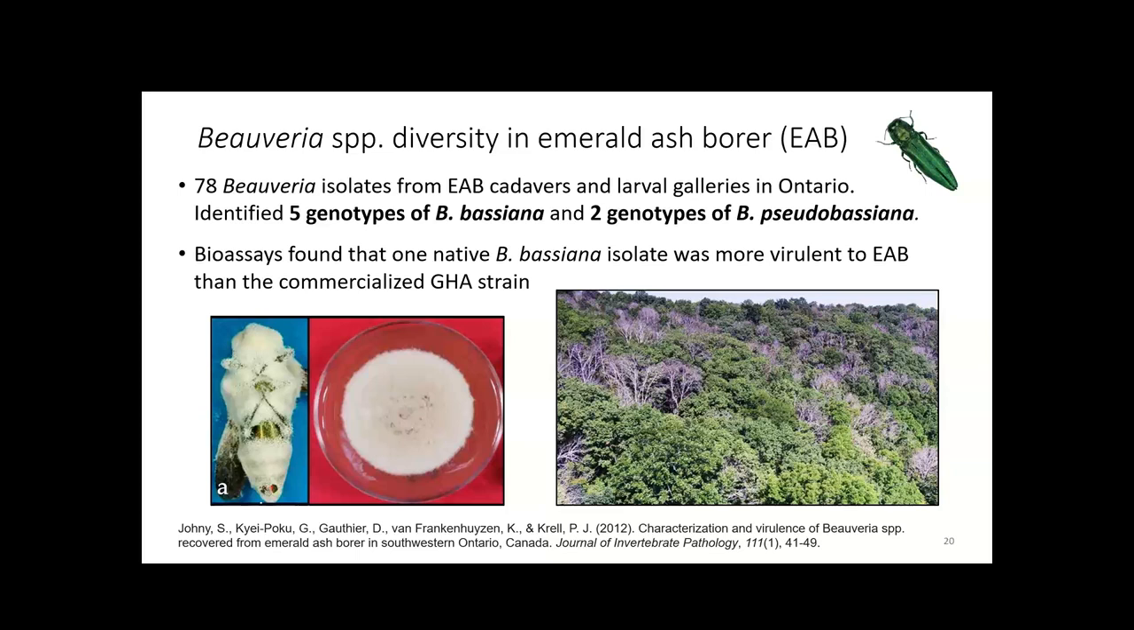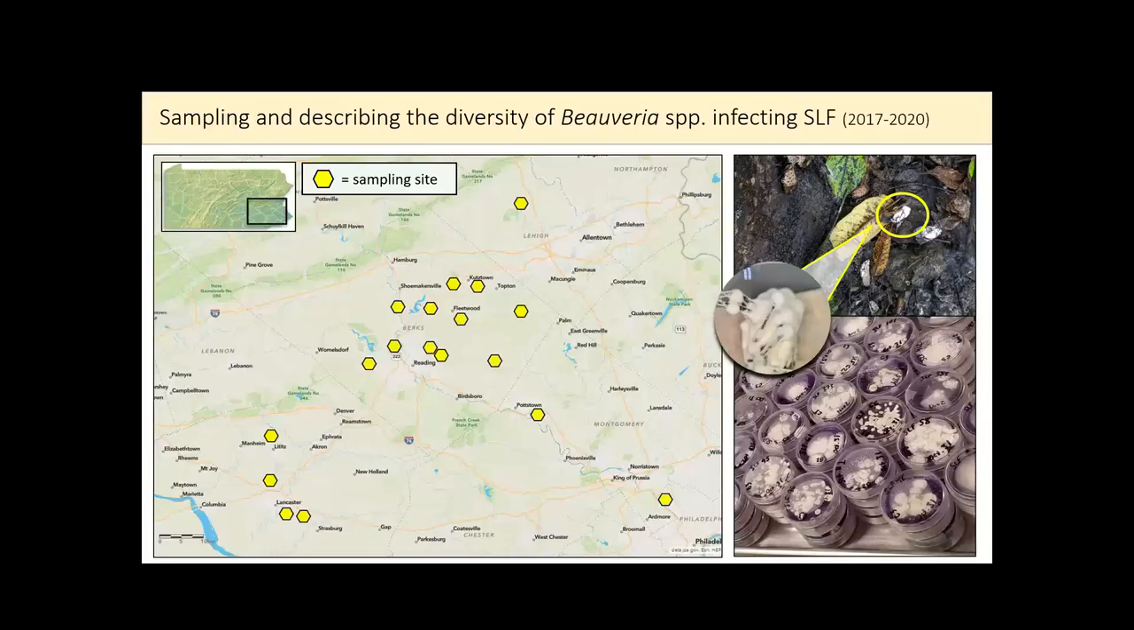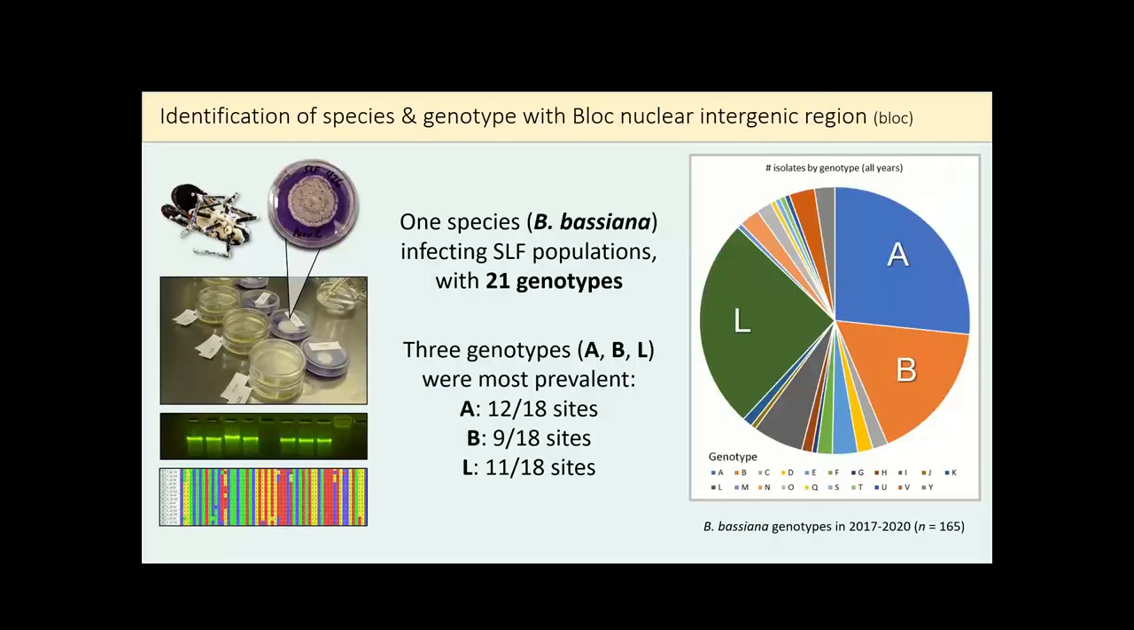Their studies found 5 different genotypes of Beauveria bassiana. They found 2 genotypes of a different species called Beauveria pseudobassiana. Then they did experiments with these and found that some of these are actually better than the commercial strains used in biopesticides, which I'll also talk about. So there's a map again. We went out and collected hundreds of these over the years, and I've only found 1 species in that genus. It's just Beauveria bassiana infecting lanternflies.